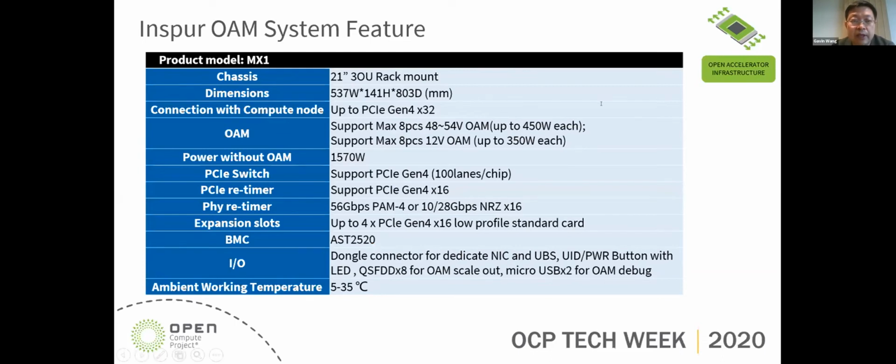This is our OAI system features. The form factor is based on 3OU, a very high-density design. In the 3OU, we can support 8 OAMs. We can support both 48-volt and 25-volt power. The current version is based on PCIe Gen 4. As I mentioned, we also provide a lot of PCIe expansion in the front, which gives the customer very flexible and convenient expansion.